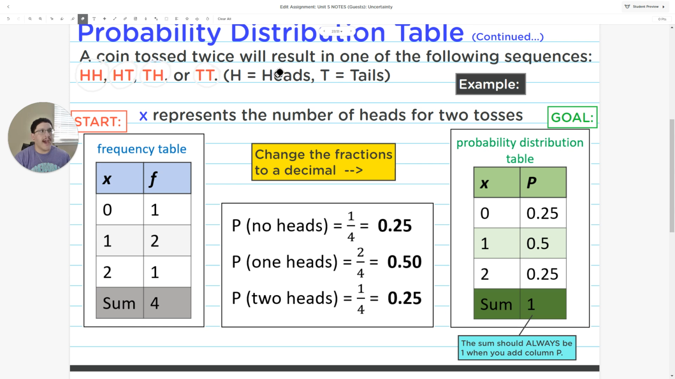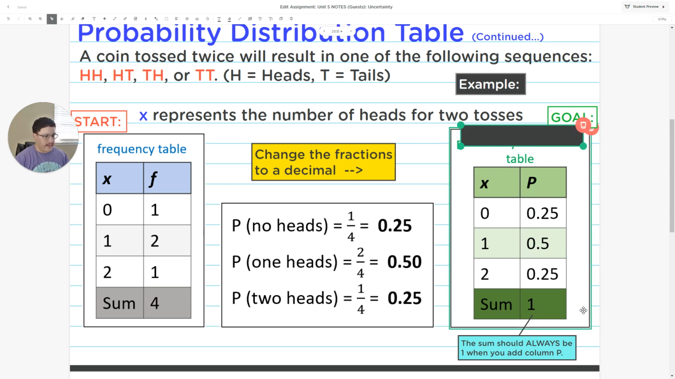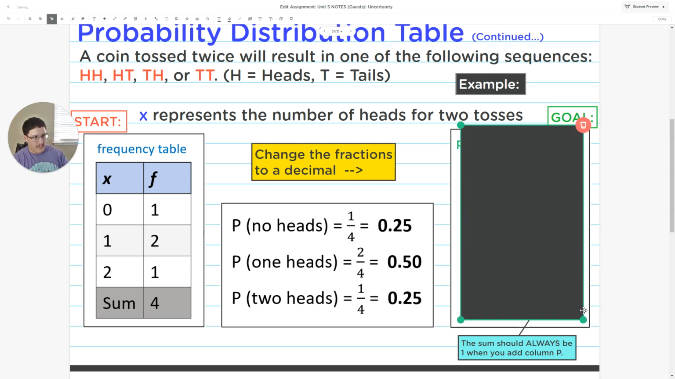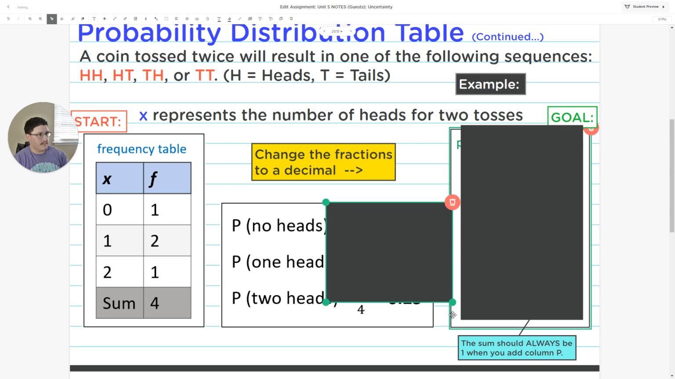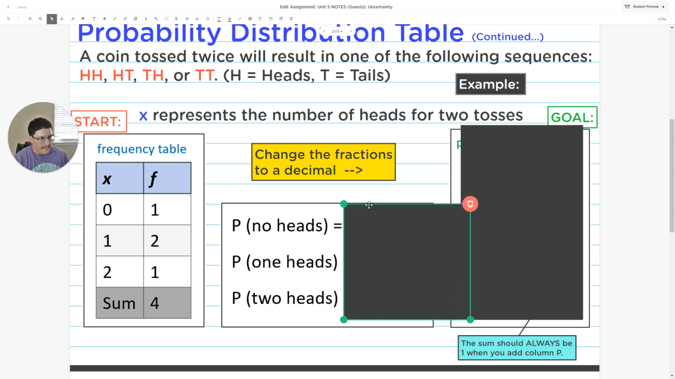One of the problems you're going to encounter is how do we change a frequency table, which we've learned in a previous lesson, into a probability distribution table? Well, let's take a look. I'm going to cover some of these and then reveal them as we go. So first off, using the frequency table, let's change every single one of those values into probabilities.